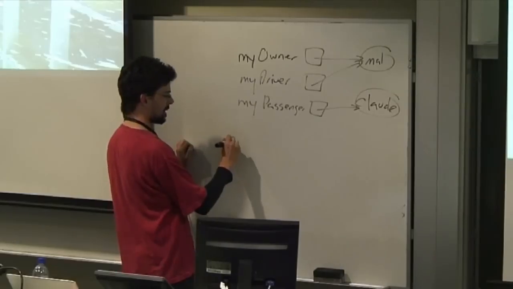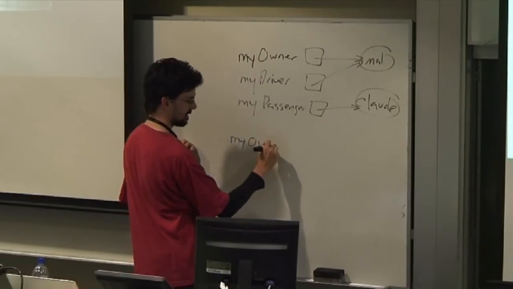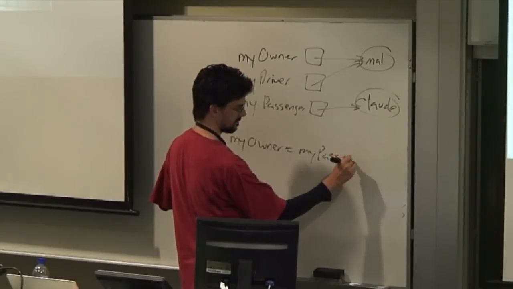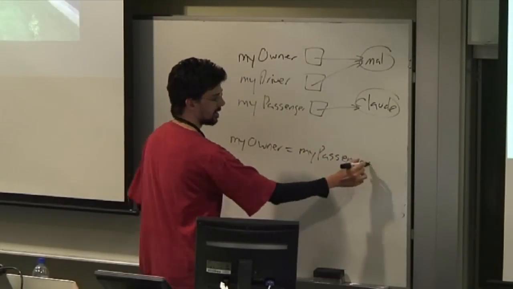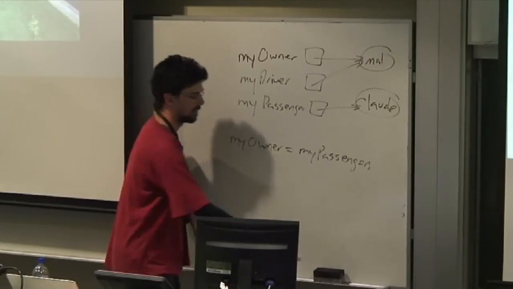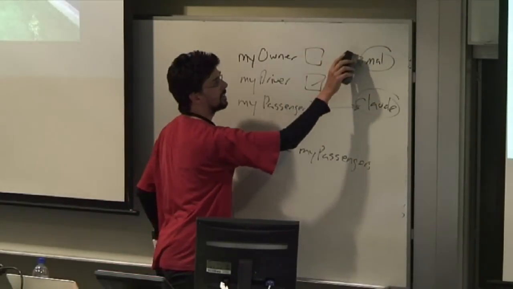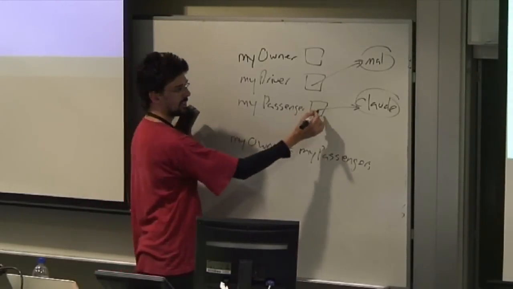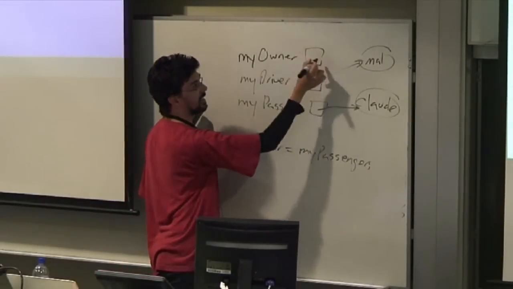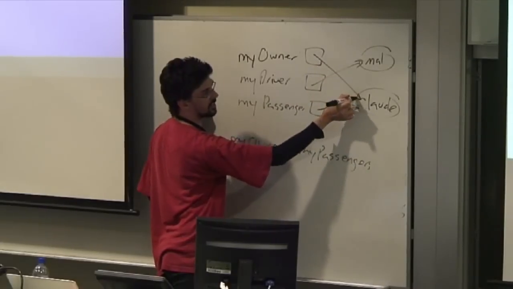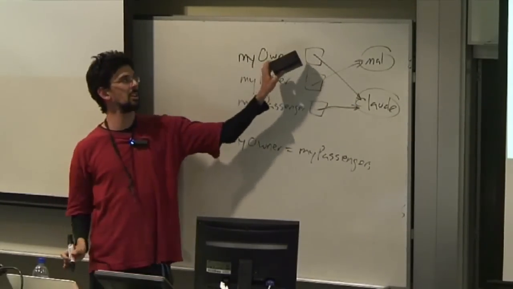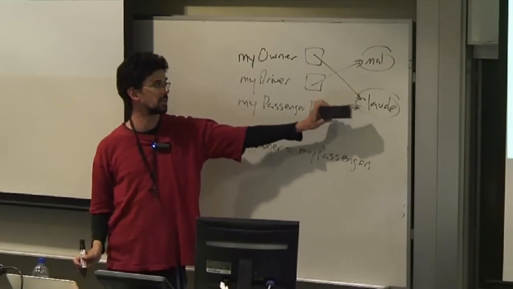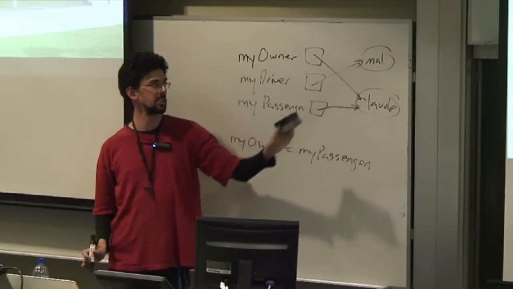In particular, we could say my owner equals my passenger. What that would do would be to erase this arrow and then copy this arrow into there. And so a copy of that arrow goes like that. And now my owner points to Claude, is a reference to Claude. My passenger is still a reference to Claude. My driver is still a reference to me.